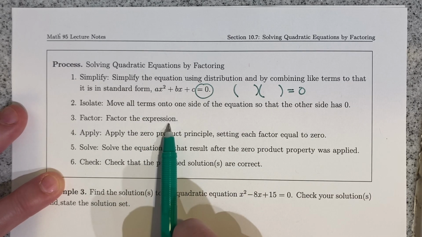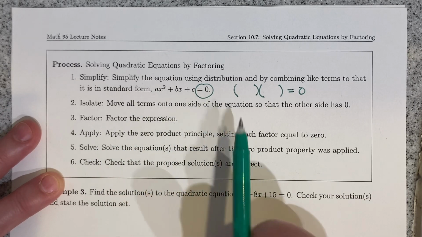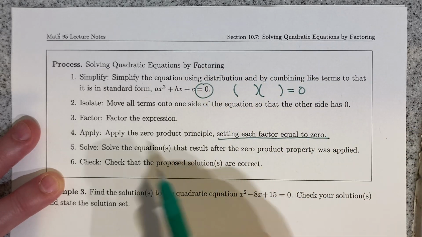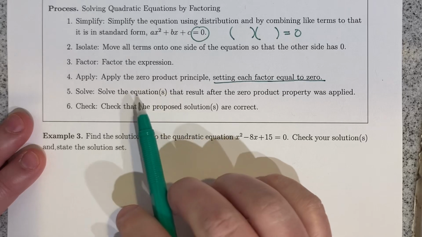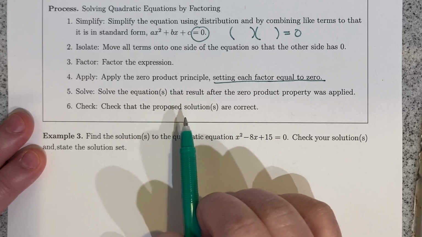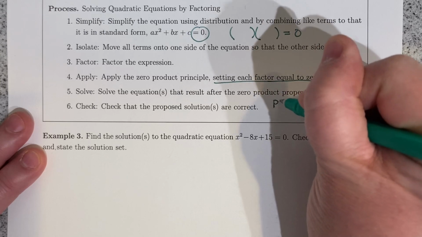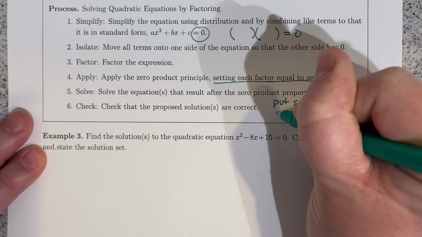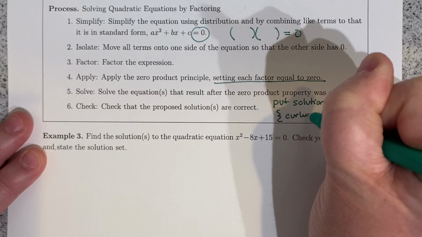Then we'll factor it. After that, we set each factor equal to 0, and then solve for x, right? Just like we were doing in the last video. And checking is always good. Also, put the solutions in curly brackets.